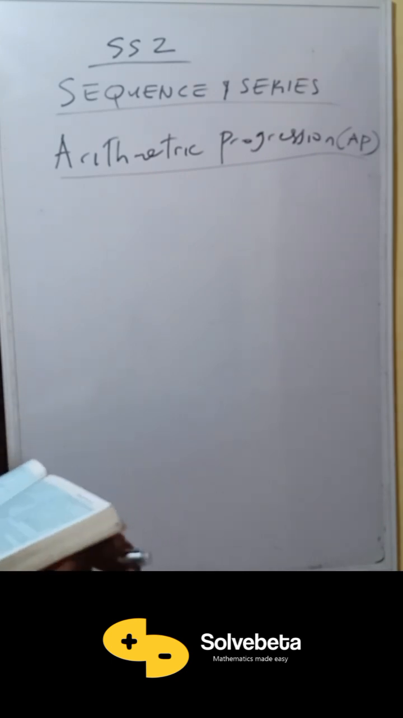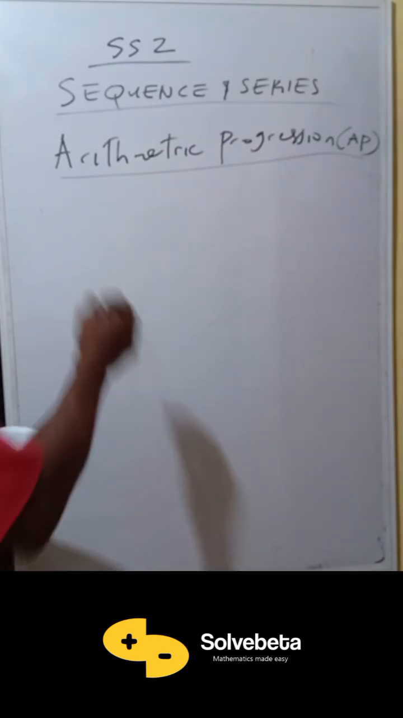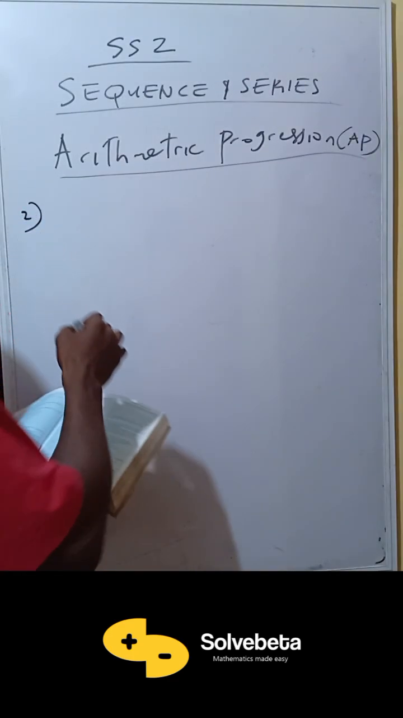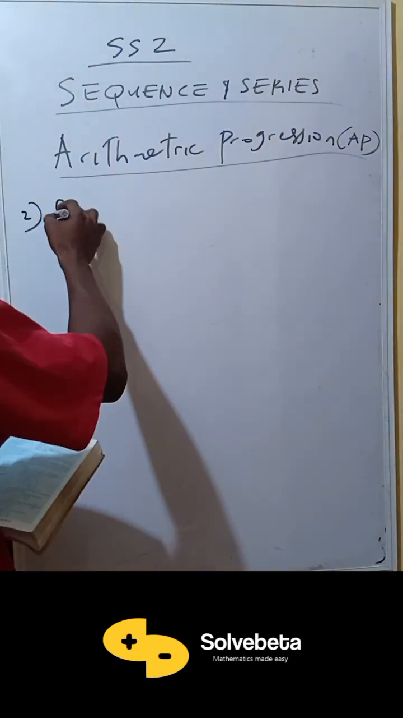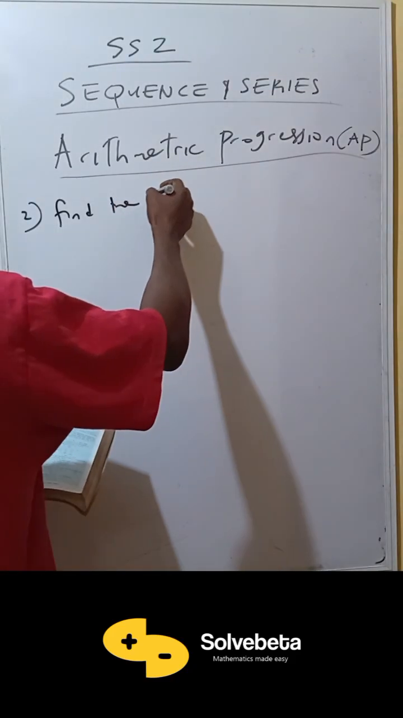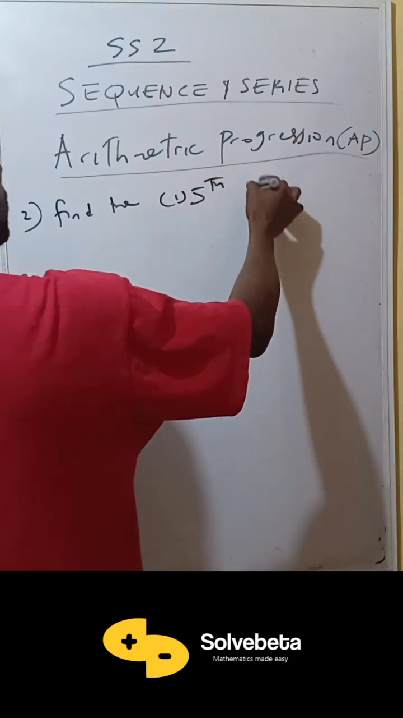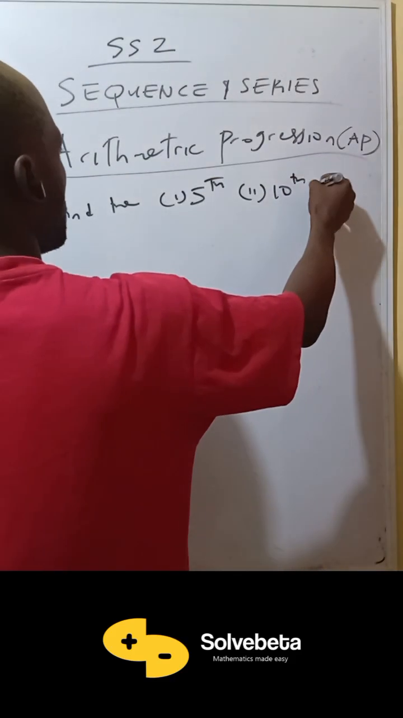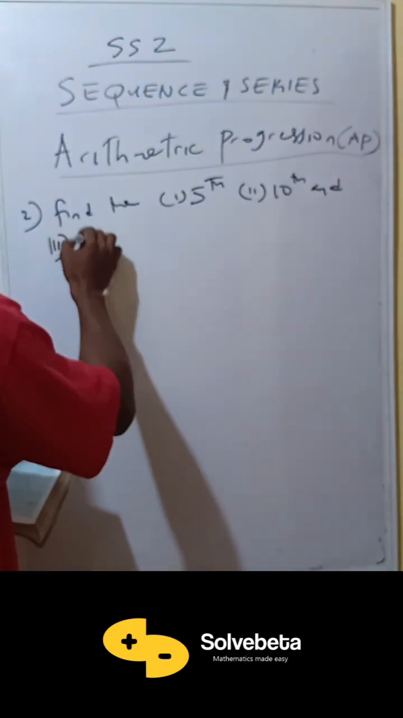Let's take this example. Okay, let me take this example 2. Find the 5th, 10th, and nth term of the AP.